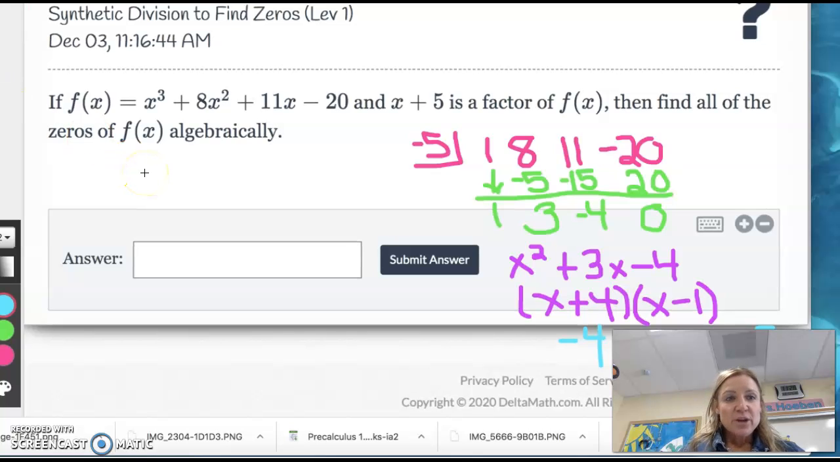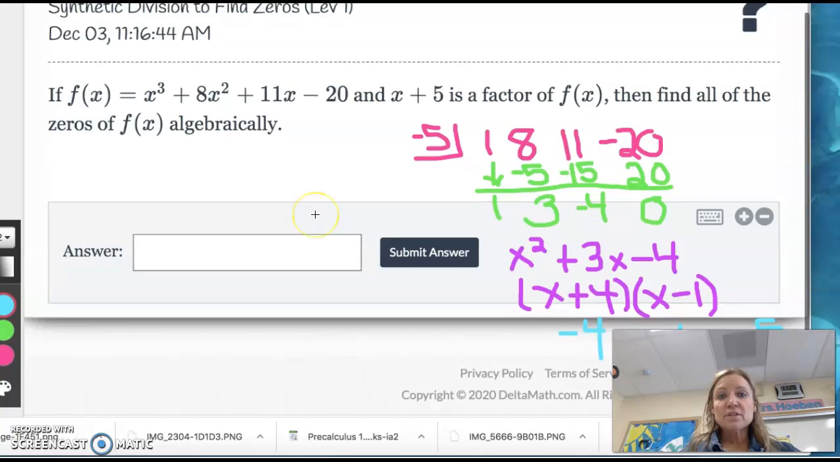So this is a pre-calculus Delta Math video for synthetic division to find zeros, level 1. If you're given a question like f of x is x to the third plus 8x squared plus 11x minus 20, and x plus 5 is a factor, then find all of the zeros.